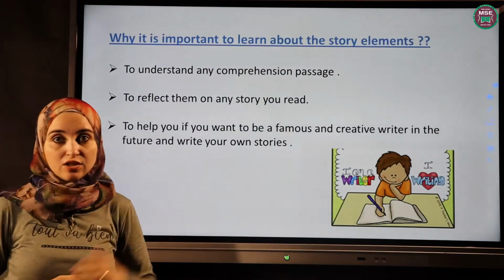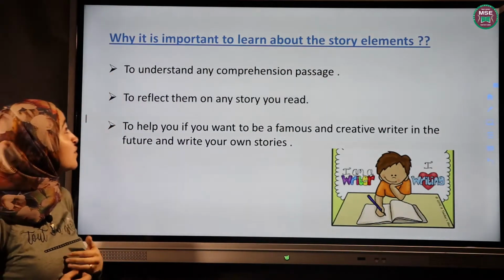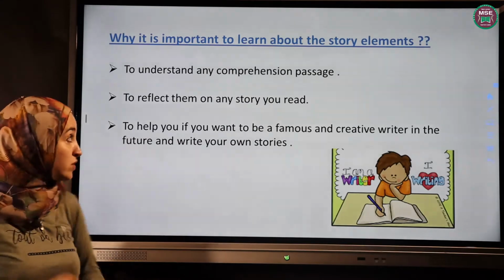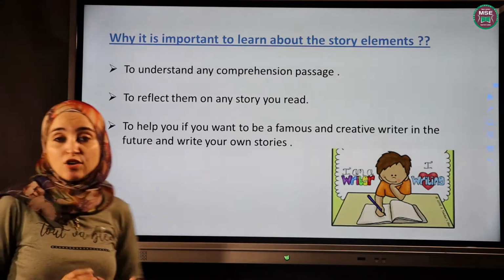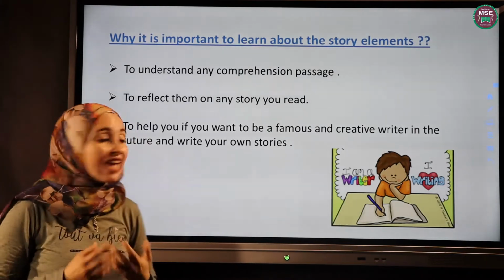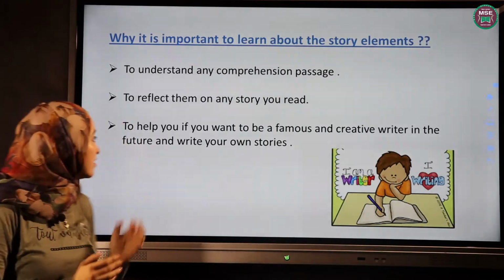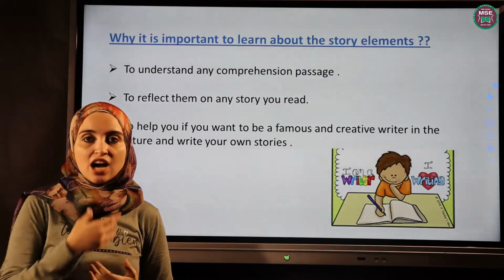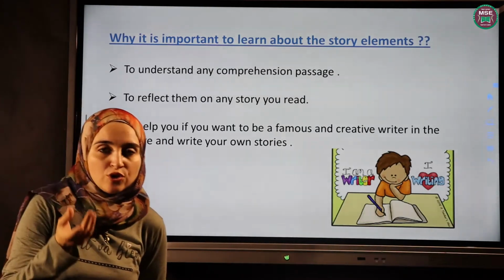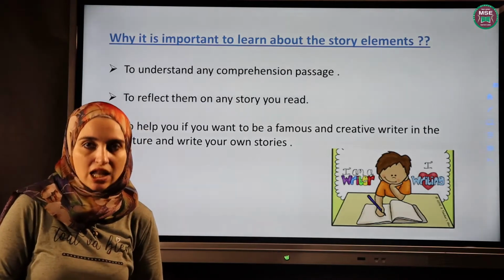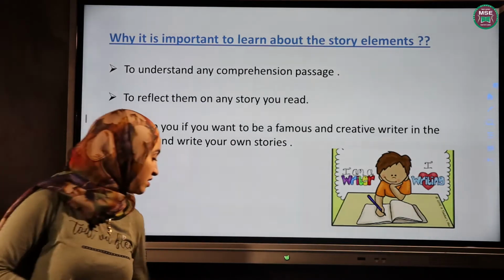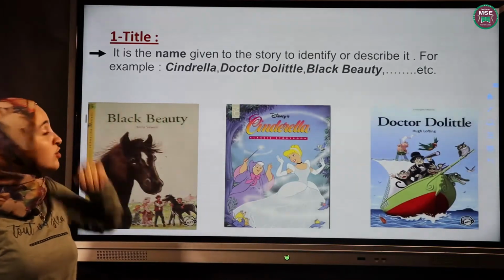But before we learn about them, let's know first why it's very important for us to learn about the story elements. We have many reasons, but the most important is to understand any comprehension passage we have and to reflect them on any story we read. And of course, if you want to be a creative writer in the future, knowing the story elements will help you a lot to become a reflective and creative writer and write your own stories. Let's start to know the story elements together.